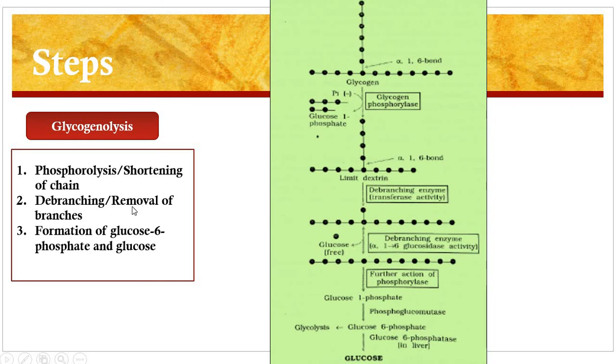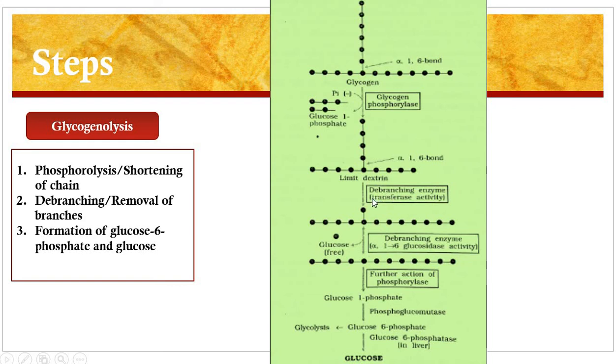Now in the second step, there is the debranching or the removal of the branches. The branches of the glycogen are cleaved by 2 enzymes, namely the transferase and the glucosidase. There are 2 enzymes, the debranching enzyme transferase and the debranching enzyme glucosidase. Both of these enzymes will act in the debranching step.